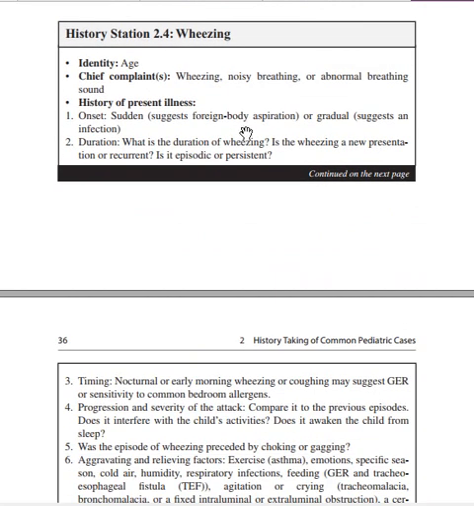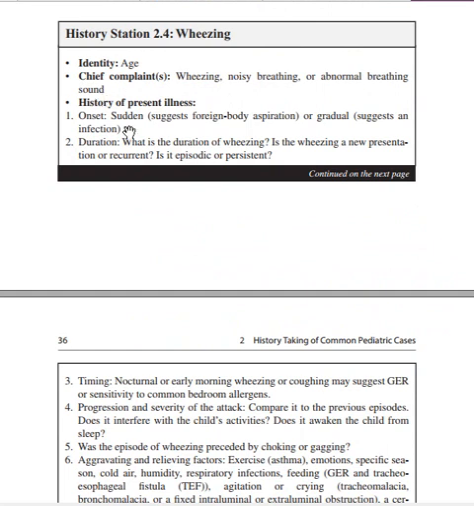So now, the history taking of a patient that has wheezing. We first have the identification. You have the chief complaint, which is wheezing. Actually, you will not say wheezing in your chief complaint. You say the words of the patient. The patient is going to say that my child has noisy breathing, or my child has an abnormal breathing sound.